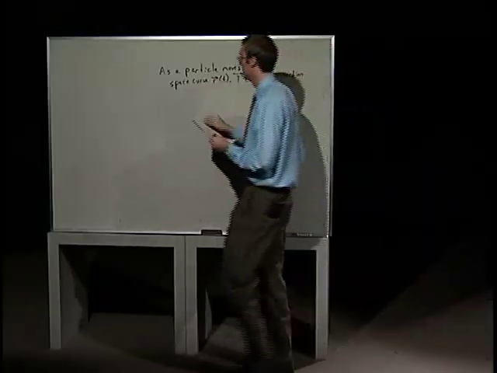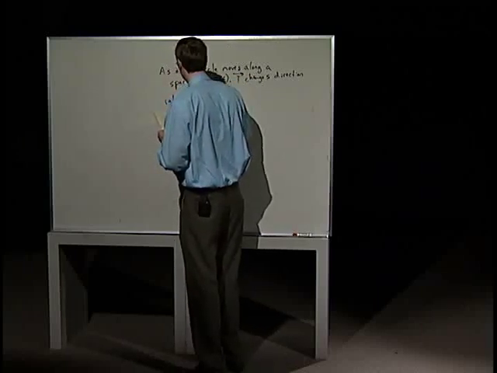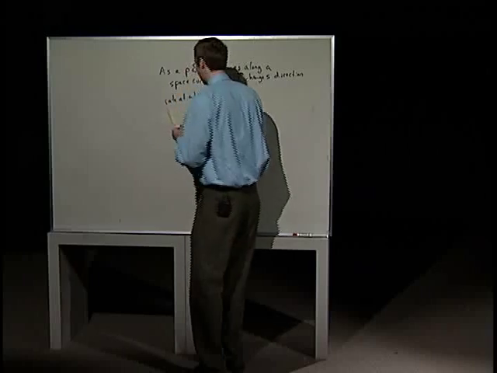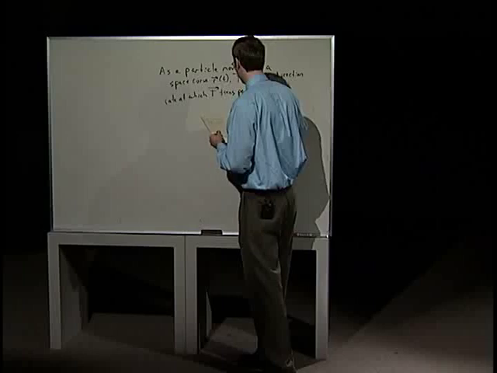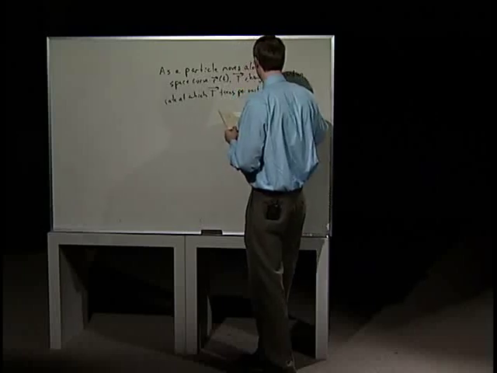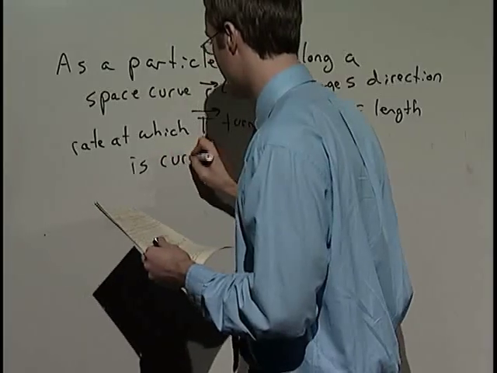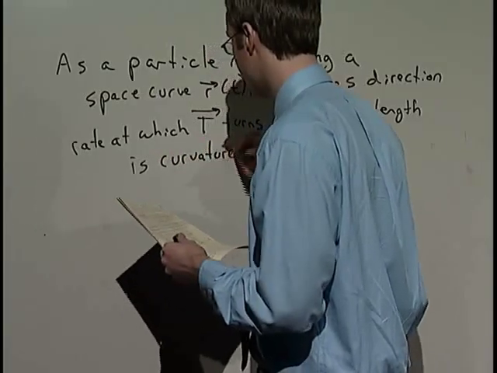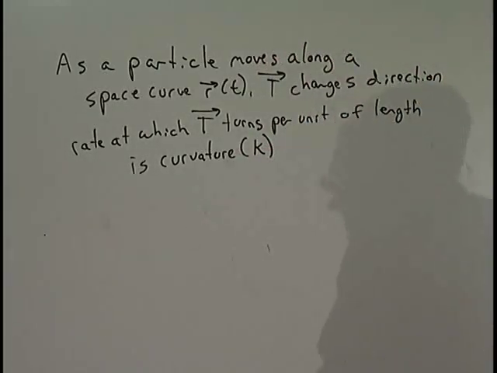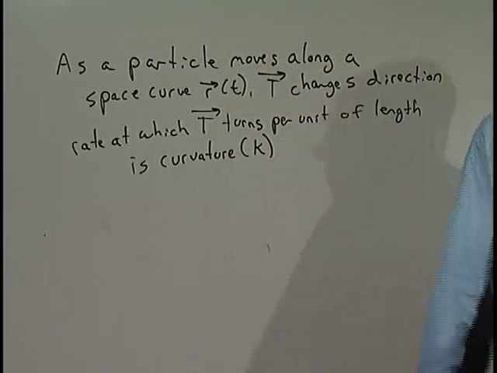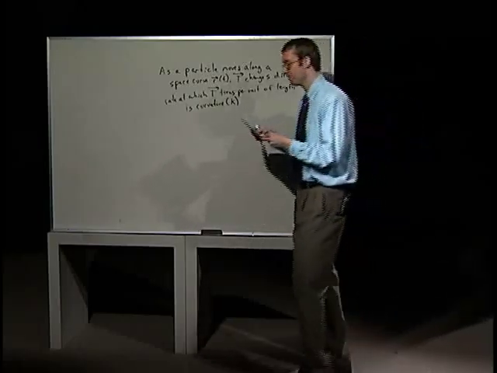Okay? Well, the rate at which capital T turns per unit of length has a name. That's called curvature. And we'll use K to denote that. And so curvature is what its name implies. It's a measure of how twisty and turny a certain space curve is.